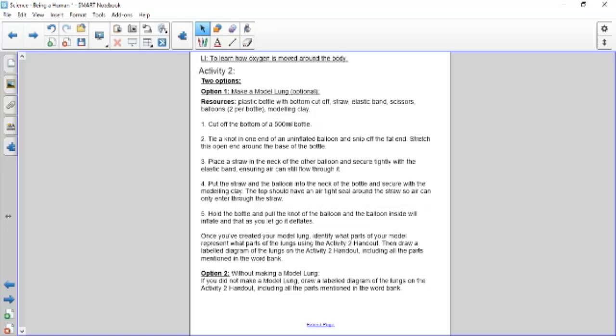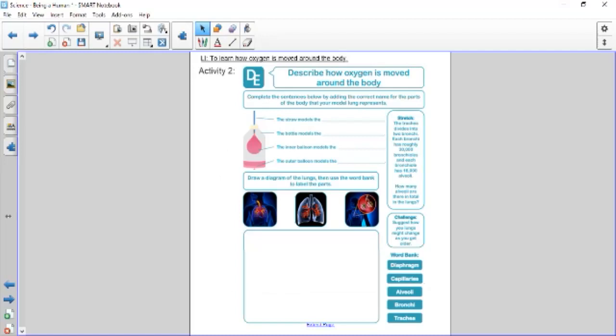obviously you can't make a model lung, but you would still have to draw a labeled diagram of the lungs on the handout, including all the parts mentioned in the word bank. So this is the activity 2 handout. Please complete it. Use the word bank on the bottom left, sorry, on the bottom right. The words such as diaphragm, capillaries, alveoli, bronchi, trachea.